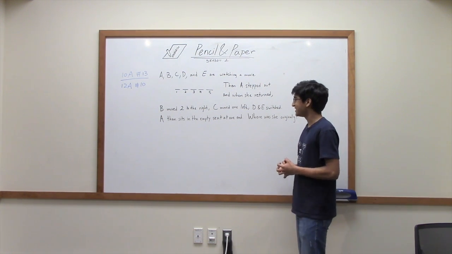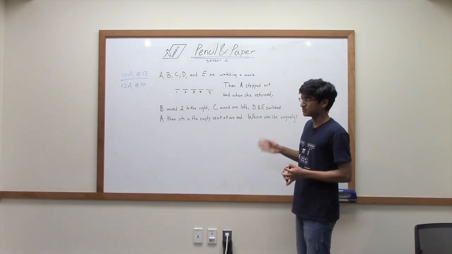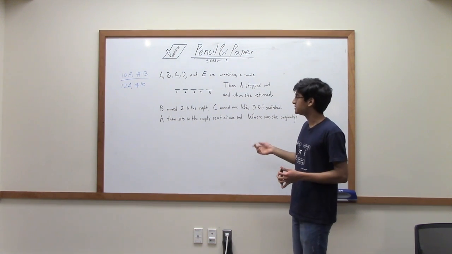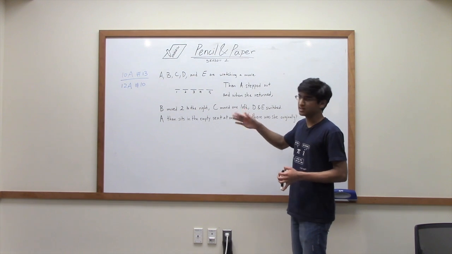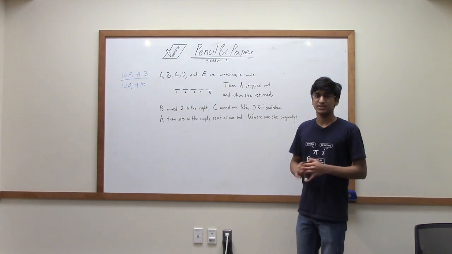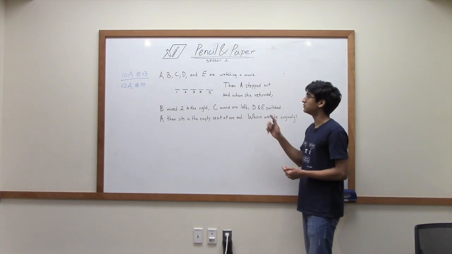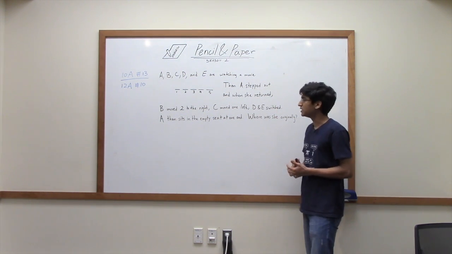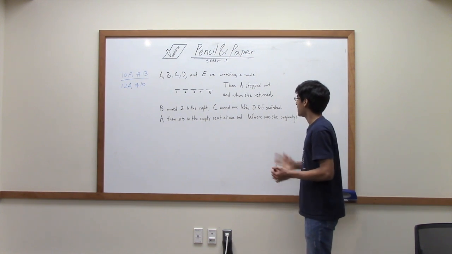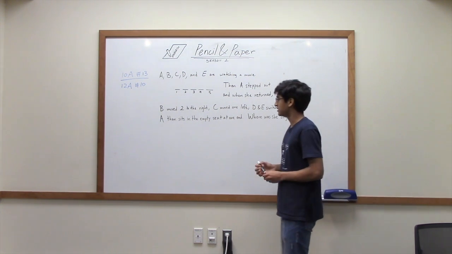So A just comes back and there's 1 empty seat left. And it happens to be one of the ends. We don't know which end it is at. And the question's asking us, given all of this information, we have to figure out where A was sitting before she stepped out. So I guess we can just start by writing stuff down.